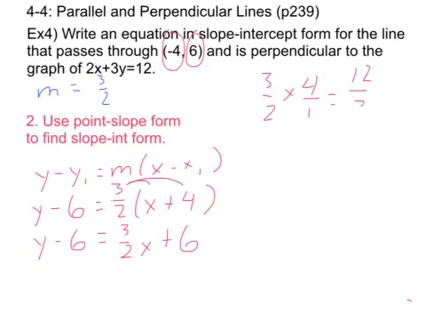2 times 1 is 2. 12 over 2 is 6. So that's how I got that 6 there. So now I need to add 6. Now I'm back down here. I need to add 6 to both sides.